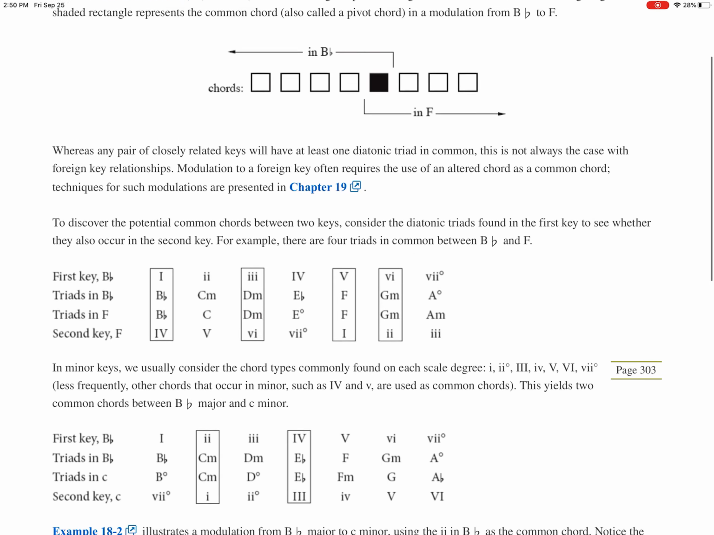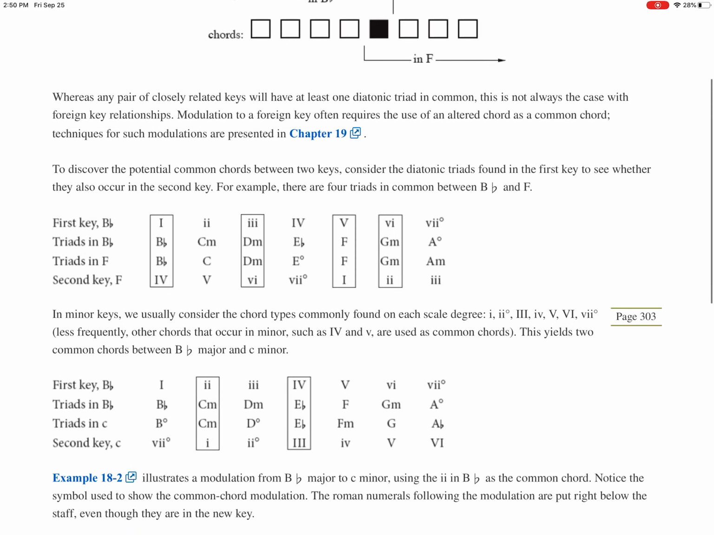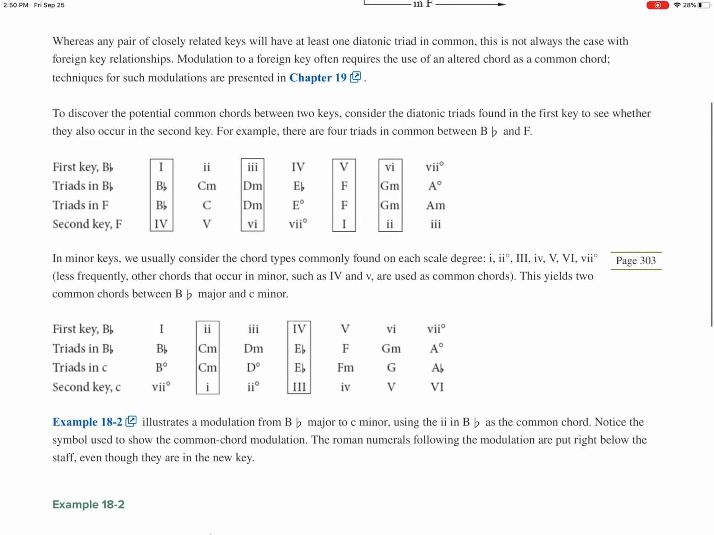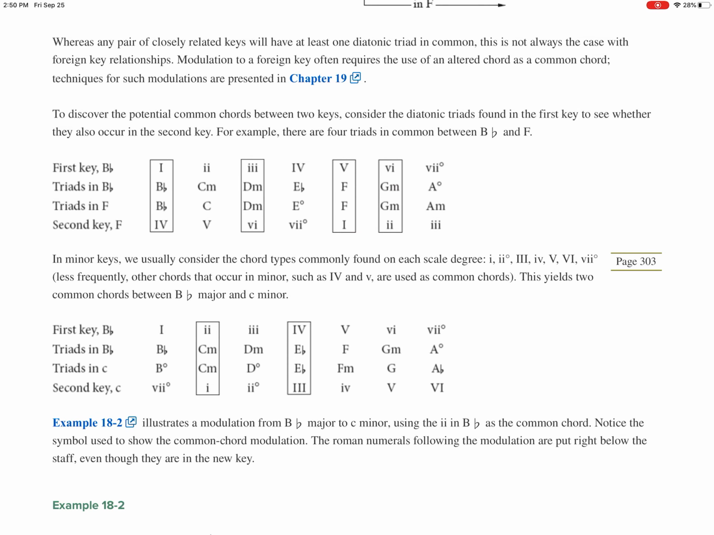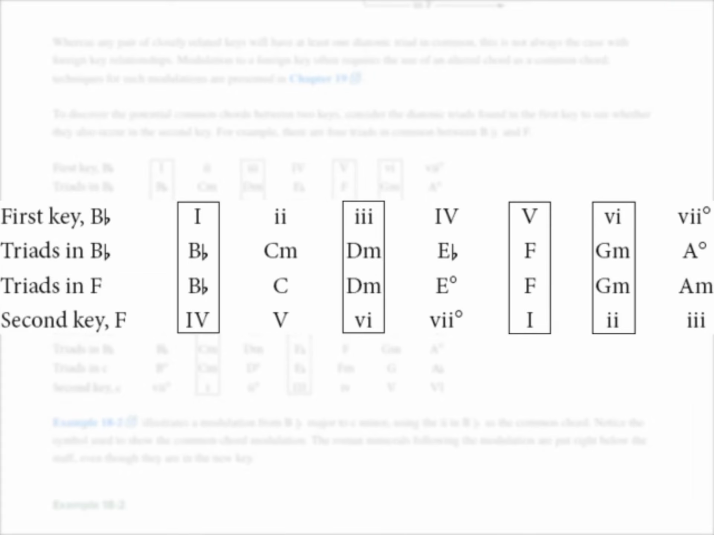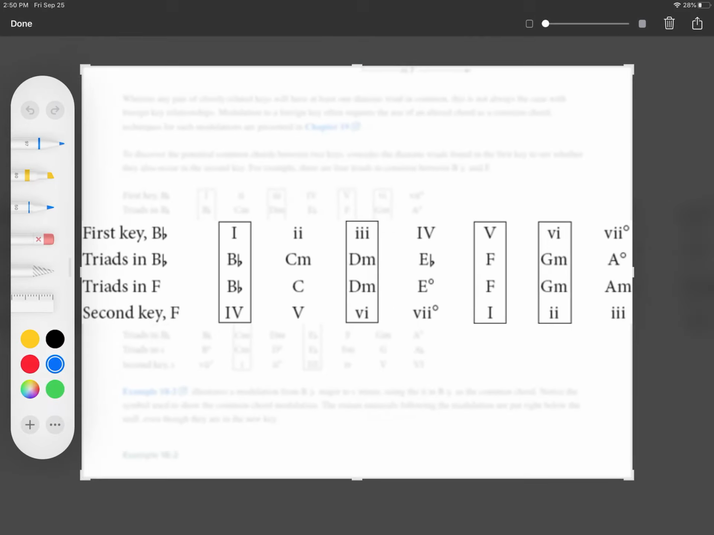Okay, so here's the idea behind a common chord modulation. I talked a little bit last time about closely related keys, and how closely related keys, for instance, down here, have pitches in common as well as chords in common. So let's look at the two keys here. Say we're modulating from B flat to F major. Our first key is B flat, and we share that in common with F.